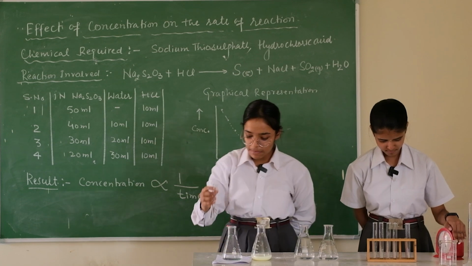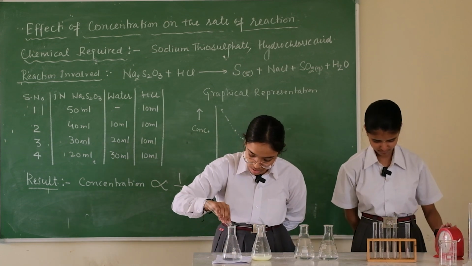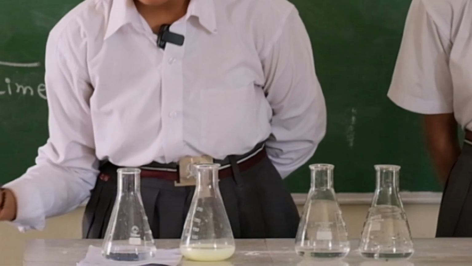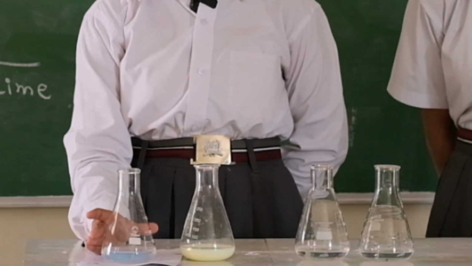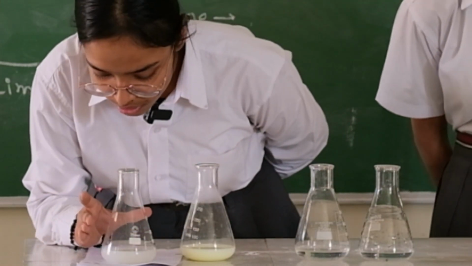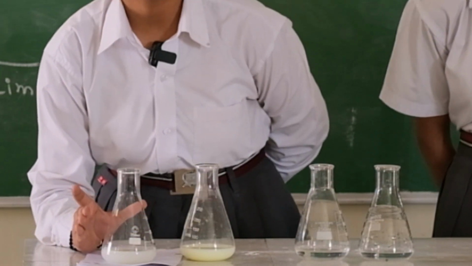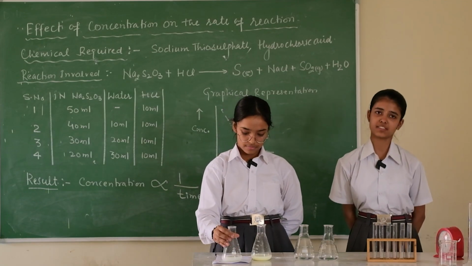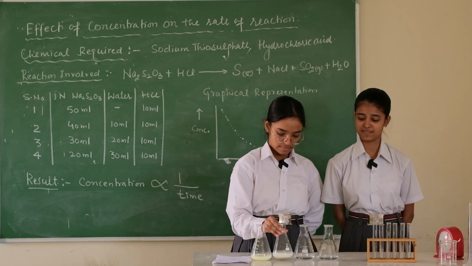and add 10 ml of HCl in it. We now observe that this conical flask is taking much more time than that of the first conical flask to take the reaction. And now the solution has become blurred, so the mark is invisible and the reaction is completed. So the time taken to complete this reaction was 19 seconds.